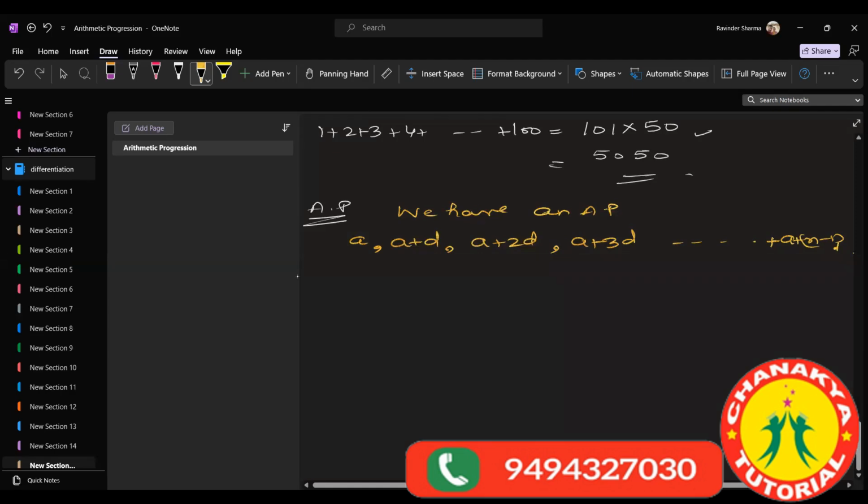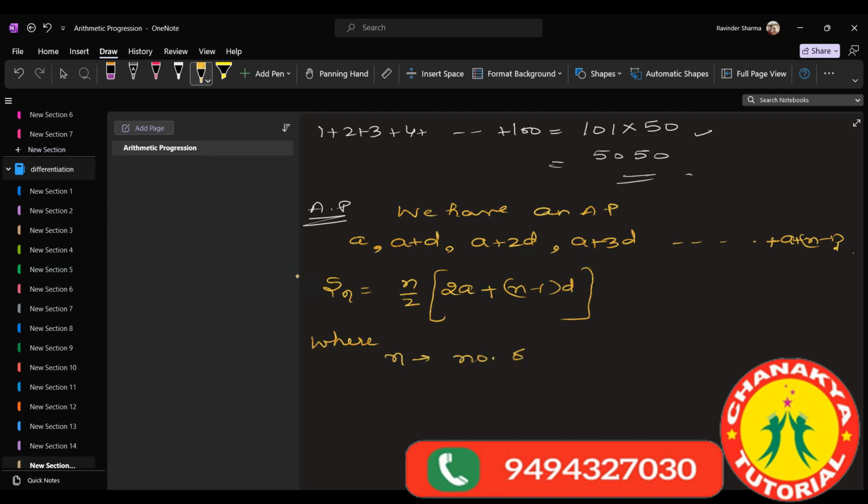So now they have introduced a formula for sum of n terms. That is Sn is equal to n by 2, into 2a plus n minus 1 into d, where n is the number of terms, a is the first term, d is the common difference.